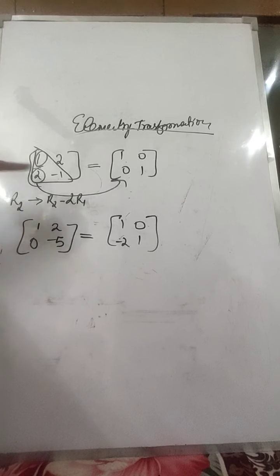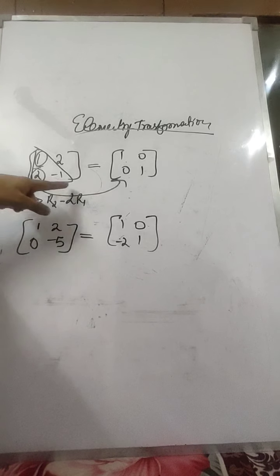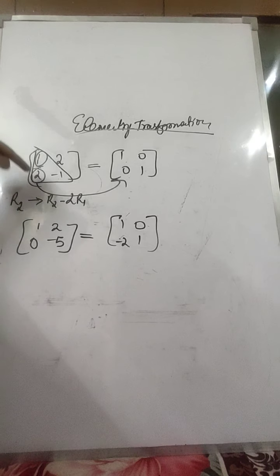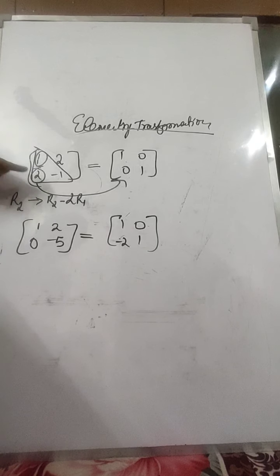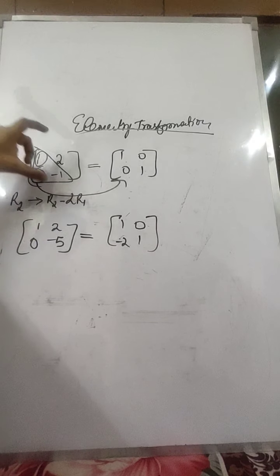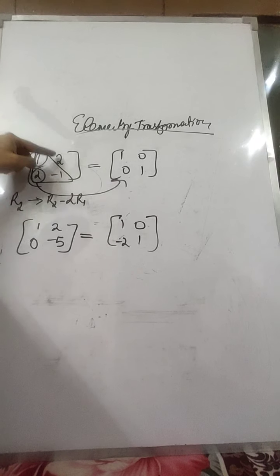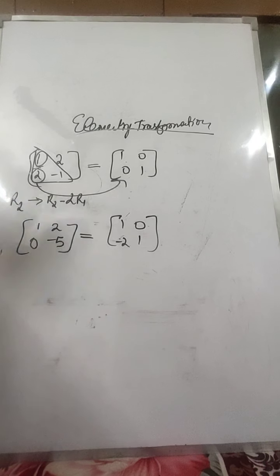Now I have to make this element as 1. Because my triangle is following like this, I will first make this as 1, and then the next step will be that all the remaining entries below this number become 0 as part of the triangle. Then in the second element I'll make this as 1, and then in the third step I'll make the upper one and the lower one as 0.